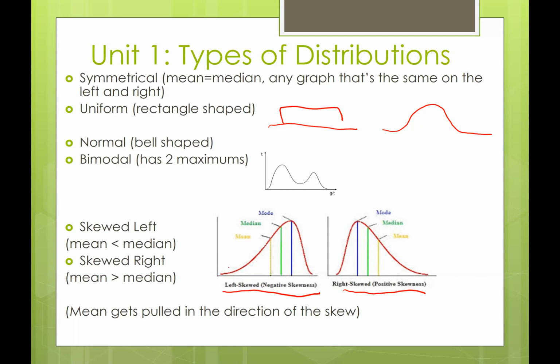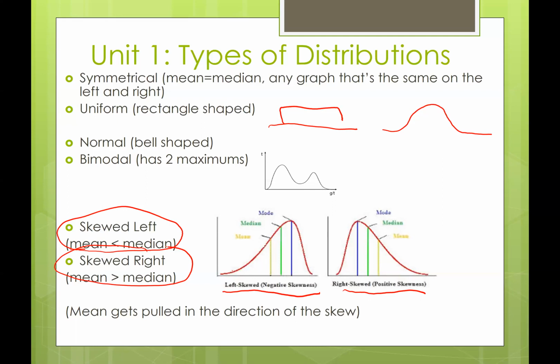So in this case, the longer tail or the outliers are on the left side. In this case, they're on the right side. Because of those outliers or just extreme values, the mean is pulled in the direction of the skew. So in a skewed left distribution, the mean is less than the median. In a skewed right distribution, the mean is greater than the median. So the mean is pulled towards the skew. Median is not affected by the skew of the graph.